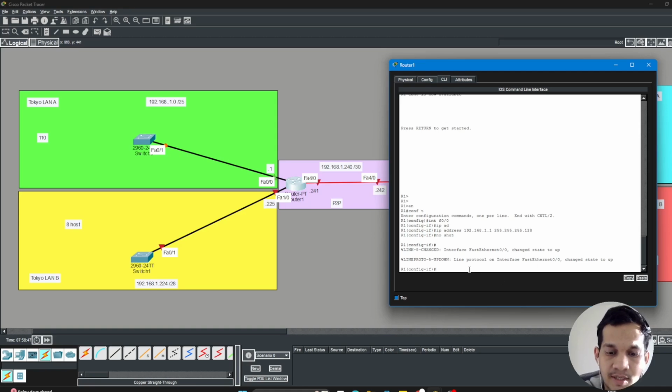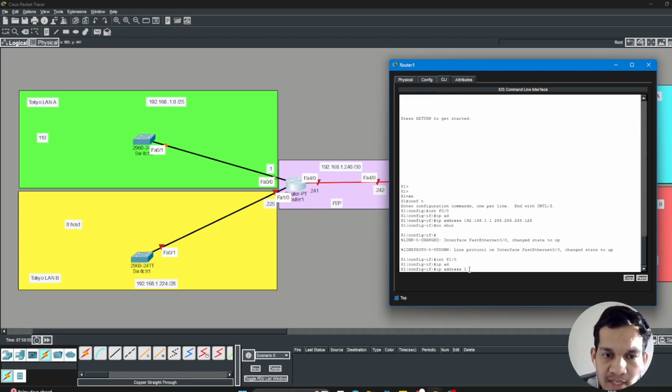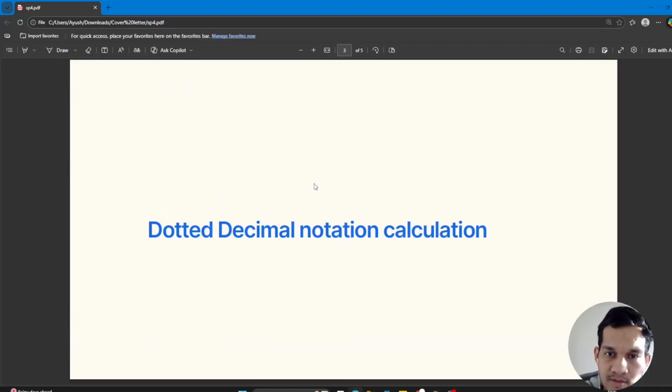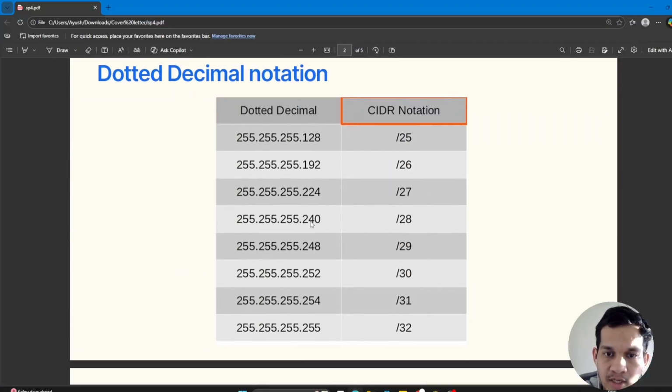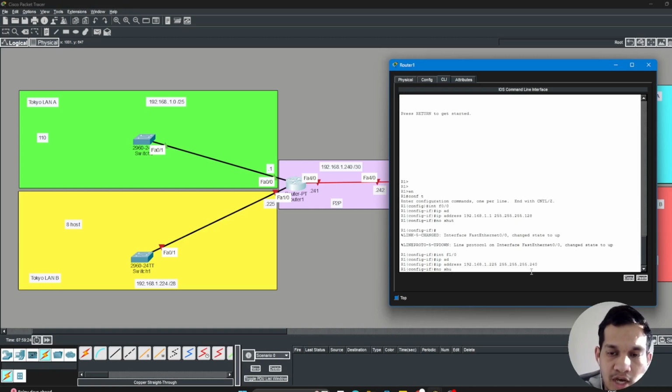So let's configure interface F1/0 of router 1. The IP address will be 192.168.1, and 224 is the network address. So what will be the interface address? I'll just put the first usable address, that is 225, and then /28. Let's refer to the table. /28 is nothing but 240, so 255.255.255.240 subnet, and then no shutdown.